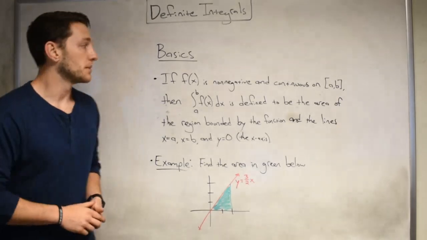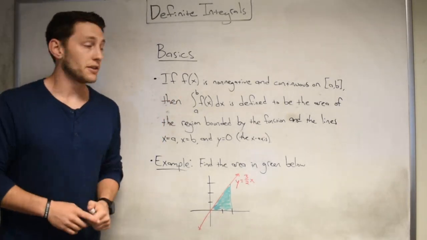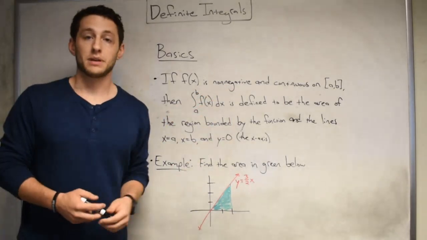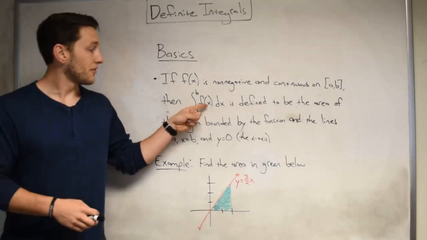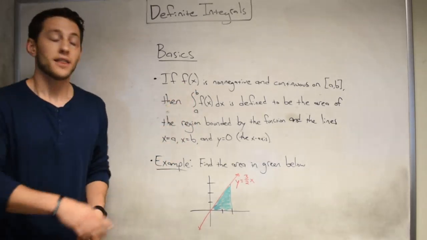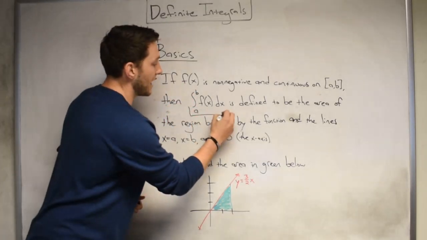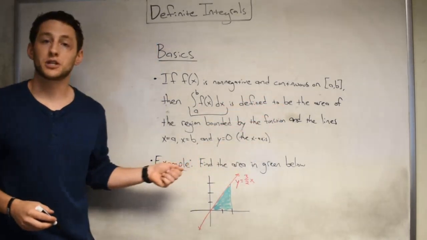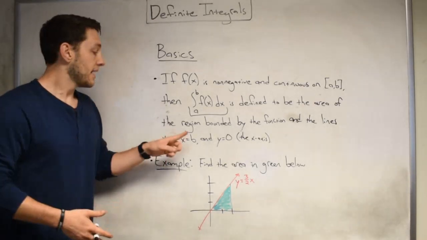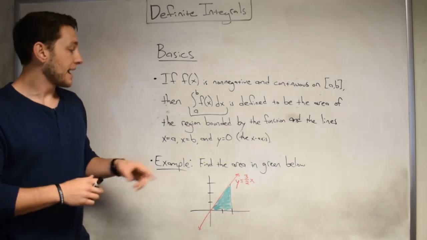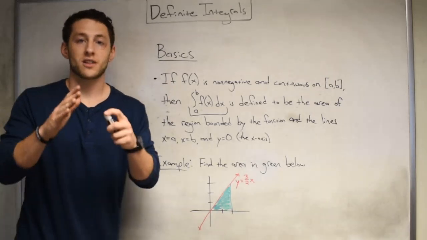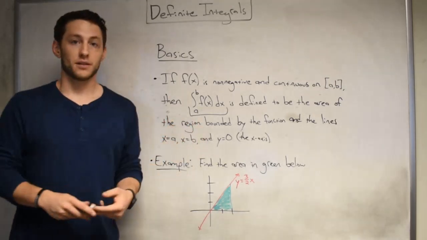But first, a definition. If f of x is non-negative, meaning above the x-axis or at the x-axis, and continuous on [a, b], the closed interval, then the integral of f of x with respect to x from a to b, so we're tacking on this a and b, is going to be defined to be the area of the region bounded by the function f of x and the lines x equals a, a vertical line, x equals b, another vertical line, and y equals 0, the x-axis. So this thing right here that I underlined just stands for the area trapped by that region described.